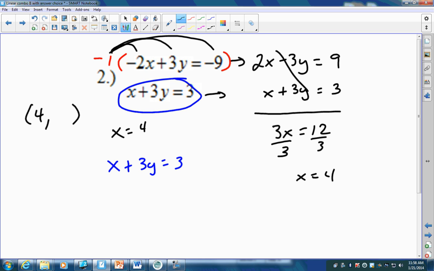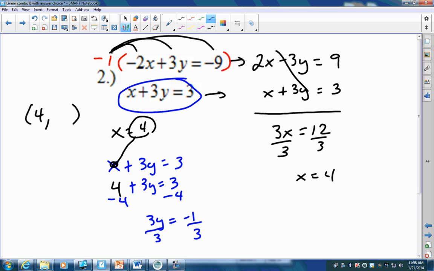X equals 4. I'm going to put 4 in here for x. 4 plus 3y equals 3. I'm going to subtract 4 from each side. 3y equals negative 1. Divide by 3. Y equals, the biggest mistake is people tell me that this is negative 3. That is not. Negative 1 divided by 3 is negative 1/3.